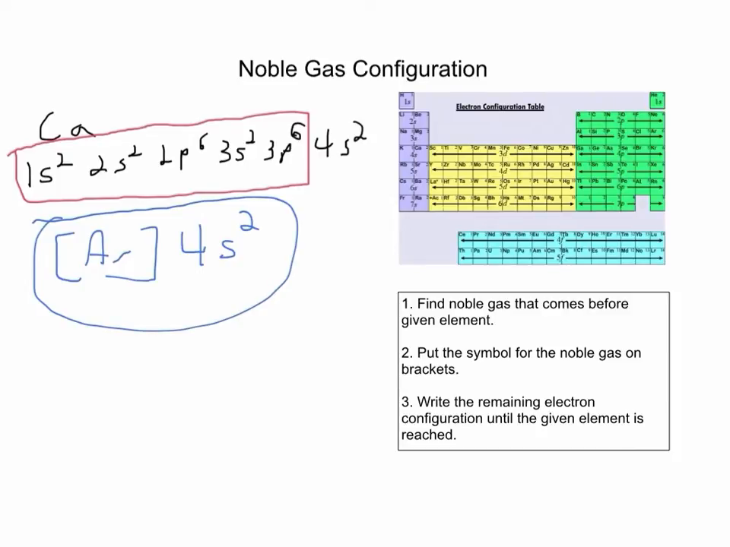So let's try one more example. So this time we'll write the noble gas configuration for tin. Please pause the video and try to find this one for yourself.